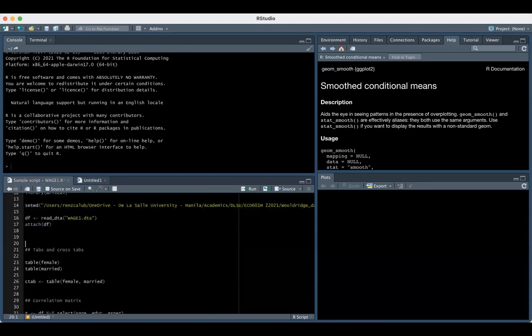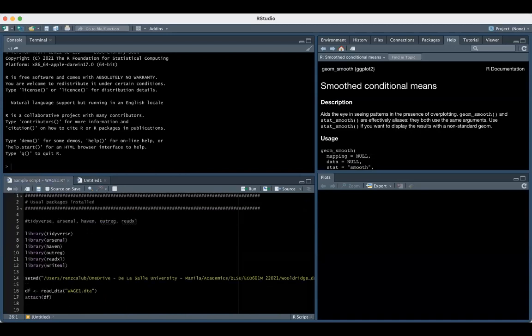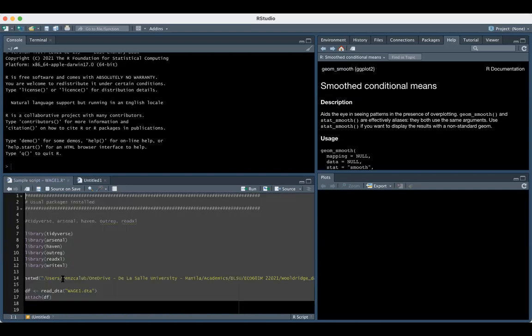We already have existing code for the same data set. So let me just run this. Make sure that the libraries are loaded. You have your tidyverse, Arsenal, Haven, Outreg. This is for tabular summary stats.